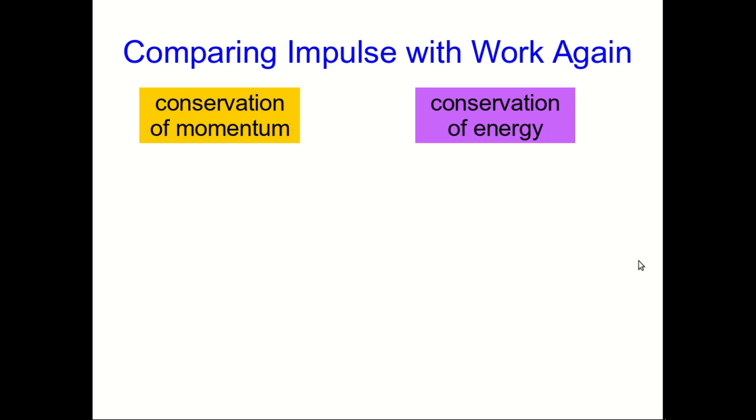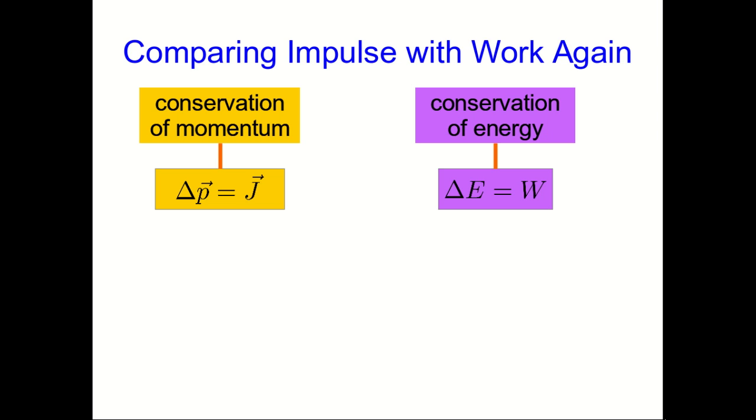Now that we sort of know the structure of this theory, I'm going to once again compare impulse with work. And so we start with two conservation laws, conservation of momentum and conservation of energy. And we're writing them saying that the change of momentum is the impulse, or the change in energy is the work done by external forces. And so at this stage, the theories look very similar.